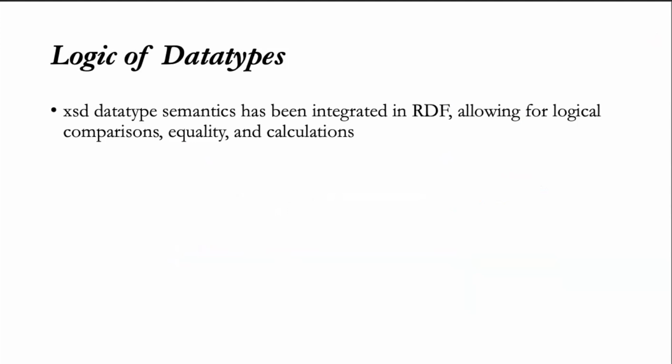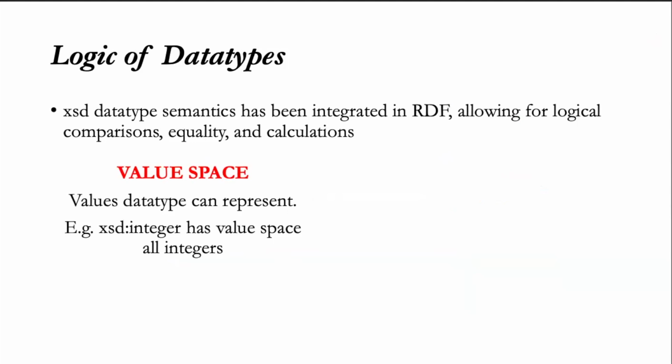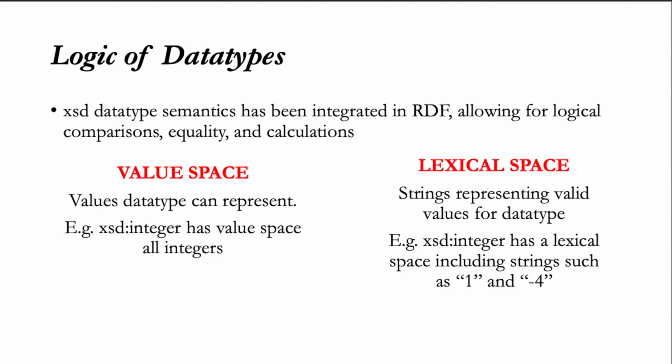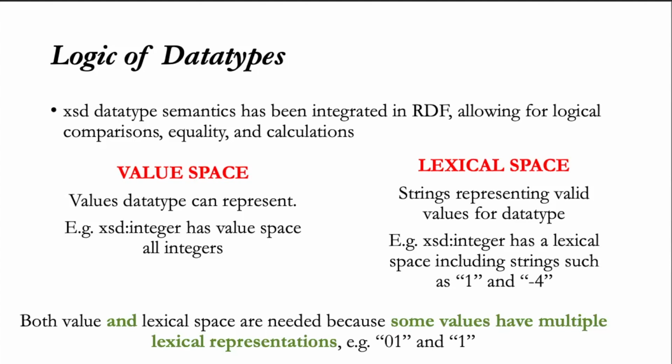So XSD data type semantics are already integrated into RDFS, and they allow for logical comparisons, equality, and calculations. They're composed of 2 pieces: value space, which are the values the data type can represent, like integers has value space, all integers, and lexical space, which are the strings representing valid values for a data type. For example, integer has a lexical space that includes strings such as 1 and -4. This is important because some values have multiple lexical representations. The lexical representation is not always exactly what you would see in a value space. So integers can be written in different ways.